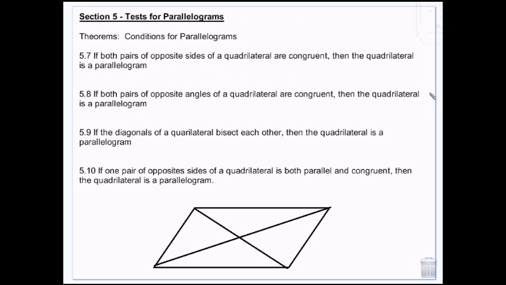We had that if you had a parallelogram, then these certain properties were true, right? Now we're going the other way. If you have these properties, that makes it a parallelogram. So if both pairs of opposite sides are congruent, then it's a parallelogram.